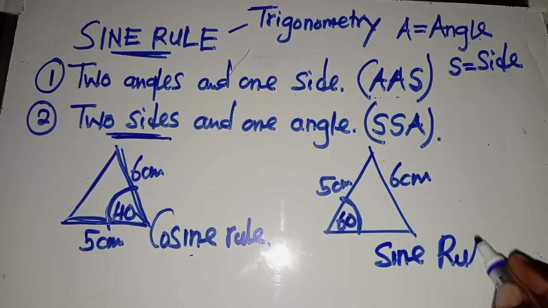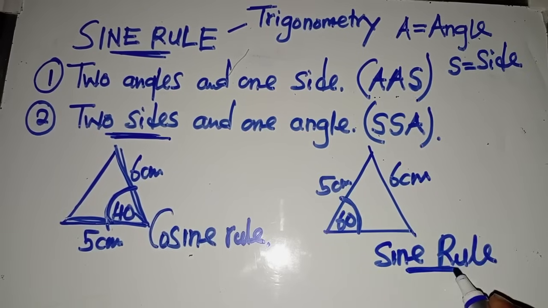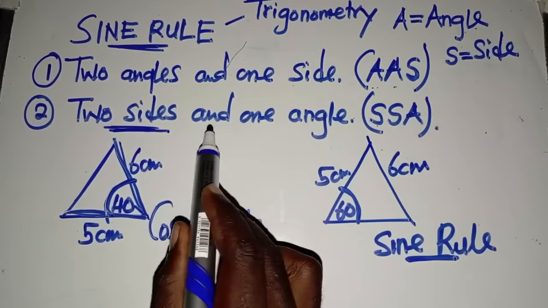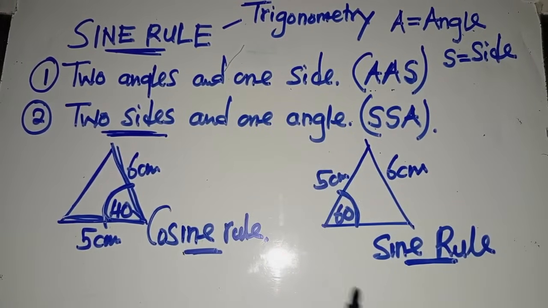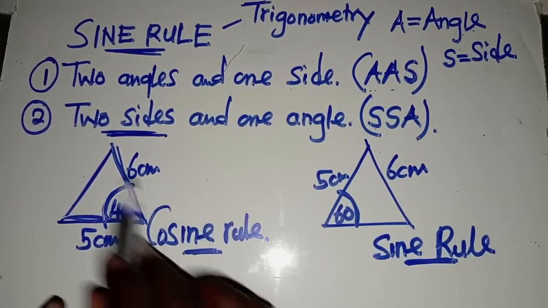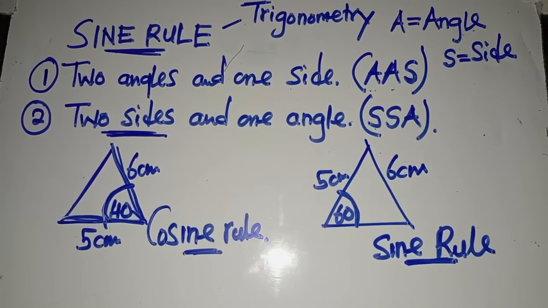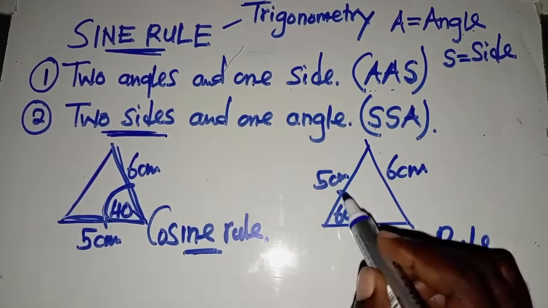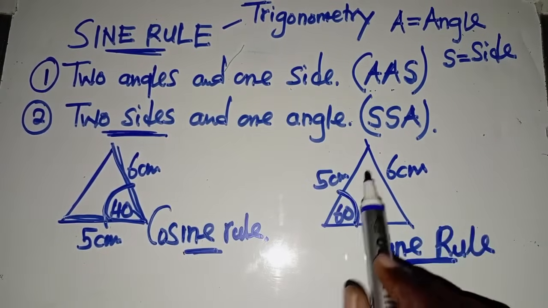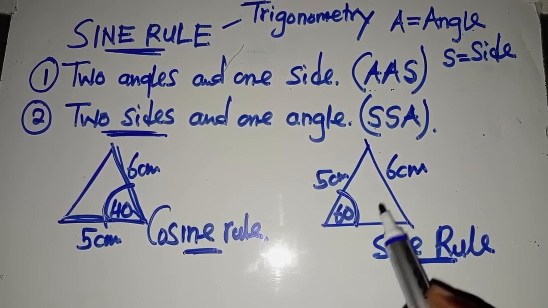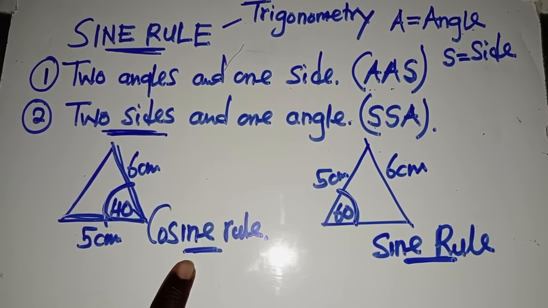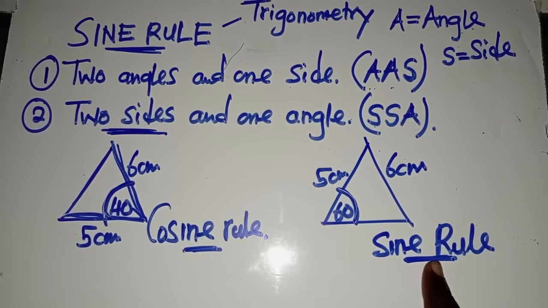The sine rule. So the difference between the sine rule and the cosine rule is that under the cosine rule, the two sides should put the angle in the middle. But under the sine rule, the two sides given are not supposed to put the angle in the middle. The angle can be here or the angle can be there. So this is the difference. A question like this, you use cosine. A question like this, you use sine.